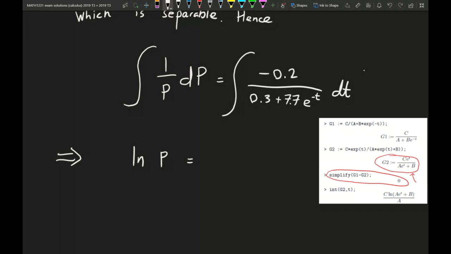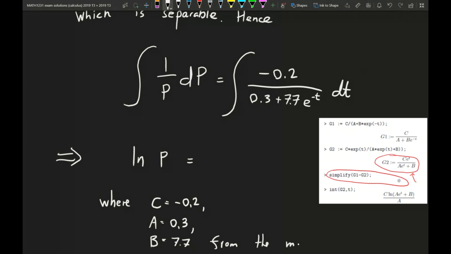So actually, I'm going to sort of work backwards. I've applied it where c is equal to minus 0.2, where a is equal to 0.3, and where b is equal to 7.7. I really need to do this step first, otherwise I can't get the numbers in correctly. So according to the code, so actually I might just say this is from the Maple code.